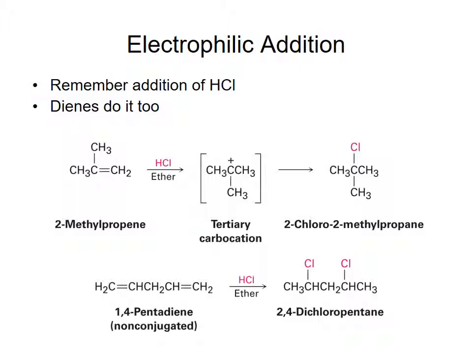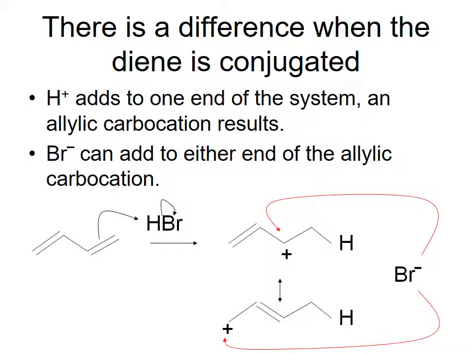If it's a non-conjugated diene, you're just going to get double addition. But if it's a conjugated diene, the pi system works together, so some special things can happen. The mechanism is the same in that the proton adds to one end of the pi system, and you get an allylic carbocation. Remember, allylic carbocations are stabilized by resonance, and so there is resonance between the two ends of the pi system. Both of them are shown here.